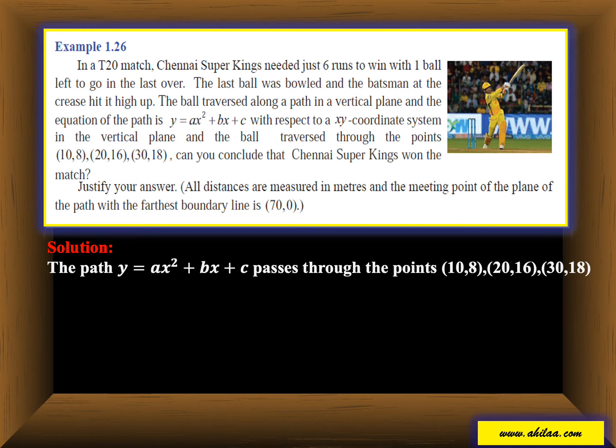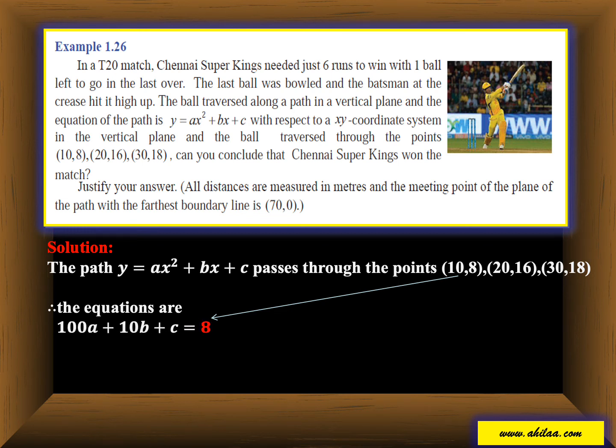So substituting, the equations are: first substitute (10, 8). Instead of x, put 10, instead of y, put 8. So the equation is 100a plus 10b plus c equal to 8. Similarly, consider (20, 16) and substitute in the equation y equal to ax square plus bx plus c. By substituting x equal to 20 and y equal to 16, we get the equation 400a plus 20b plus c equal to 16.